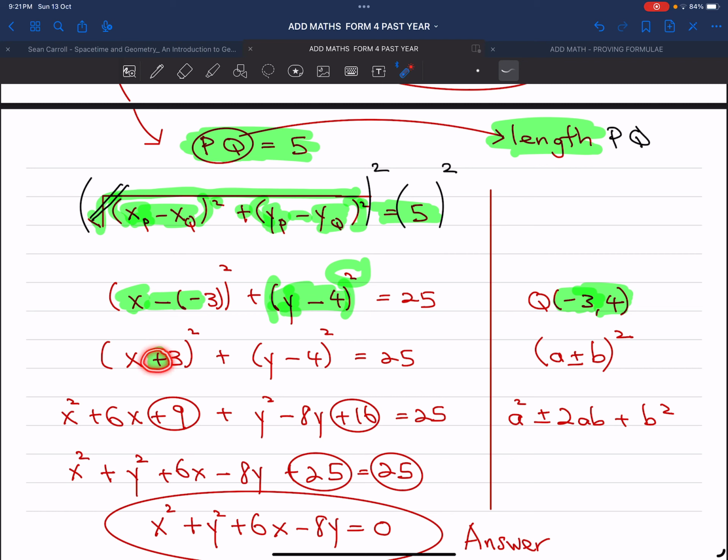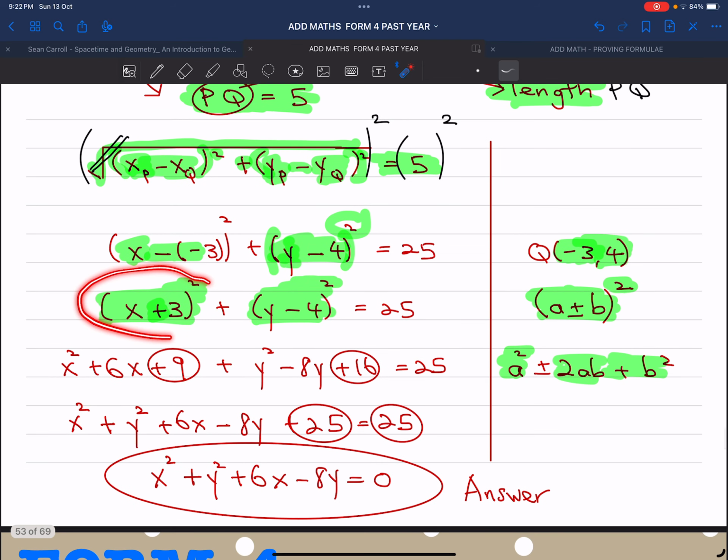So now we are going to expand x plus 3 bracket square and y minus 4 bracket square by using the lower secondary formula, which is a plus or minus b bracket square equals a squared plus or minus 2ab plus b squared. If it is plus, you put plus in front. If it is minus, you put minus in front. But behind, always plus.